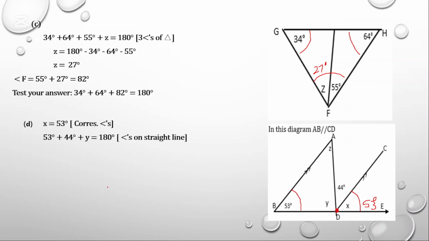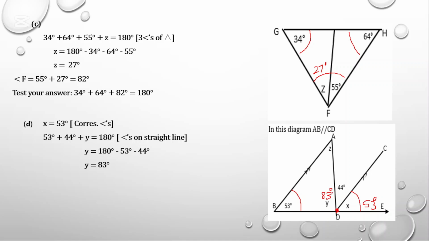So we start. 53 plus 44 plus Y is equal to 180. Angles on a straight line. And in your next step, you subtract the 53 and the 44 from 180, and your answer is equal to 83 degrees. 83 degrees. Now we move to Z.